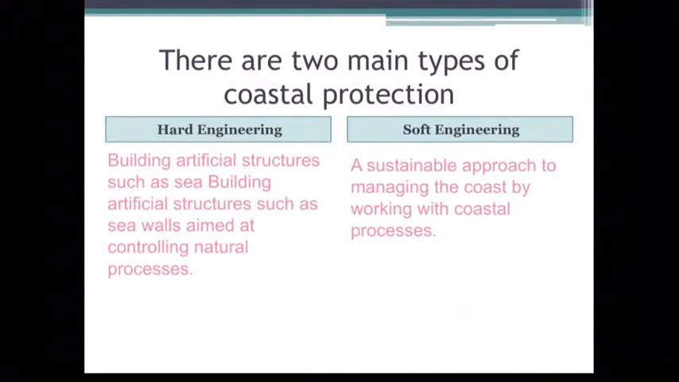Whereas soft engineering techniques are a more sustainable approach, and they manage the coast by working with the coastal processes. So they tend to take much longer to work, and in essence, in the short term, they are less effective. But in the longer term, they tend to be more attractive and also as effective, technically, as hard engineering. So those are the two methods. Hard engineering techniques are much more expensive than soft engineering techniques.